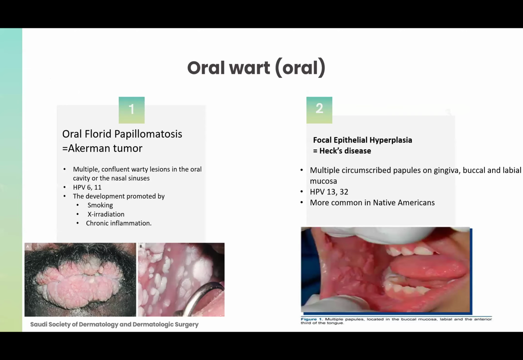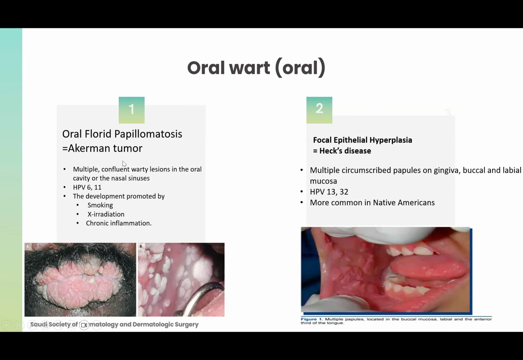So, moving to the second subtype of mucosal wart, which is oral wart, we have two subtypes. The first one is oral florid papillomatosis, which is known as Ackerman tumor, and the second one is focal epithelial hyperplasia, which is known as Heck disease.